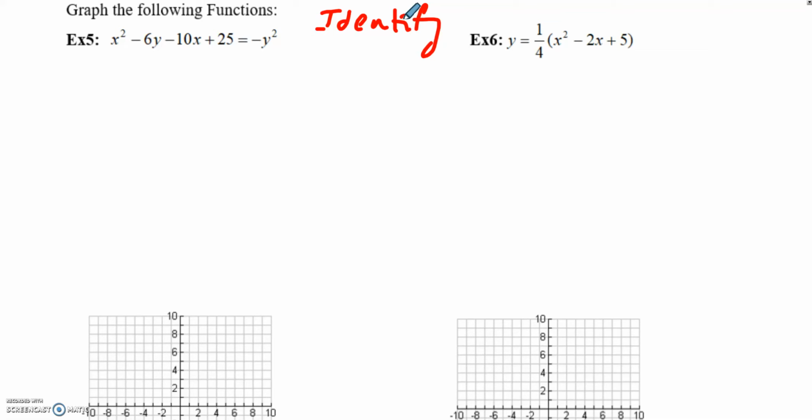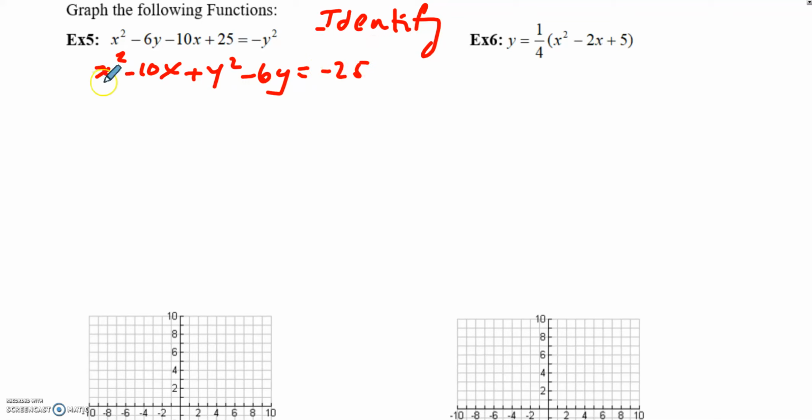For instance, if I look at number 5, and I rearrange things a little bit, usually the squareds are on the same side, so let me rearrange this one. If I have x squared, because I know I have to complete the square anyway, let's go ahead and put the 10x here. We add the y squared over, minus 6y. Let's move the 25 over also and get negative 25.